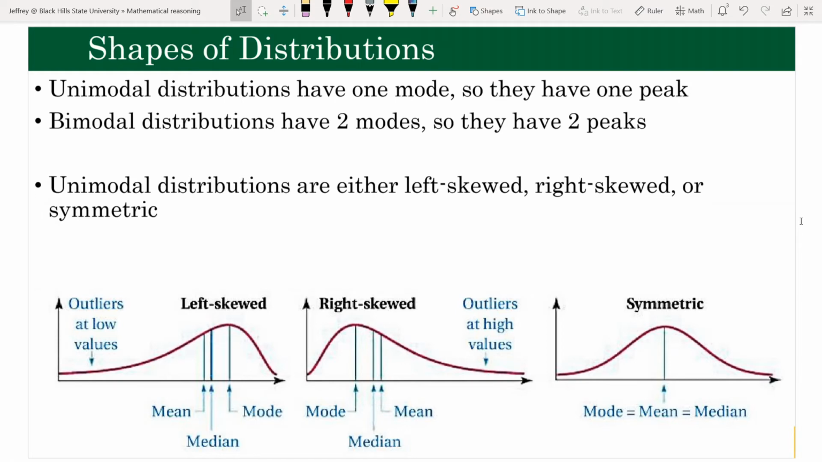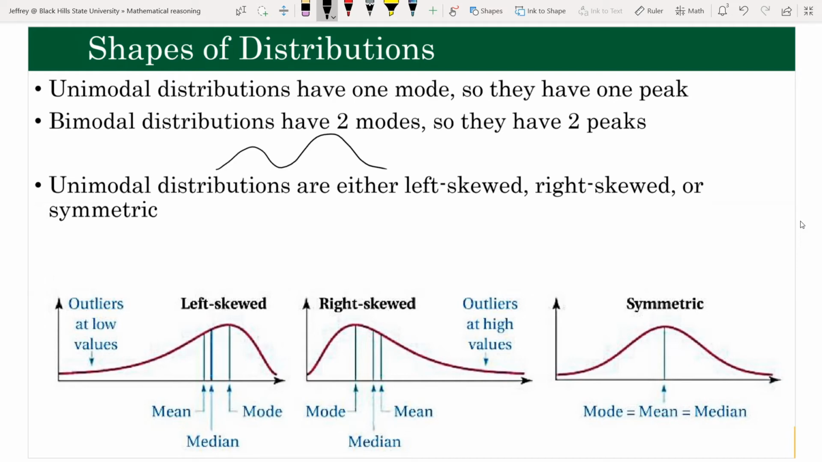So we have unimodal and bimodal. Unimodal distributions have one mode, so they basically just have one peak. Bimodal basically means that it would have two different peaks. So maybe you have something that looks like this, for example. That would be a bimodal distribution.